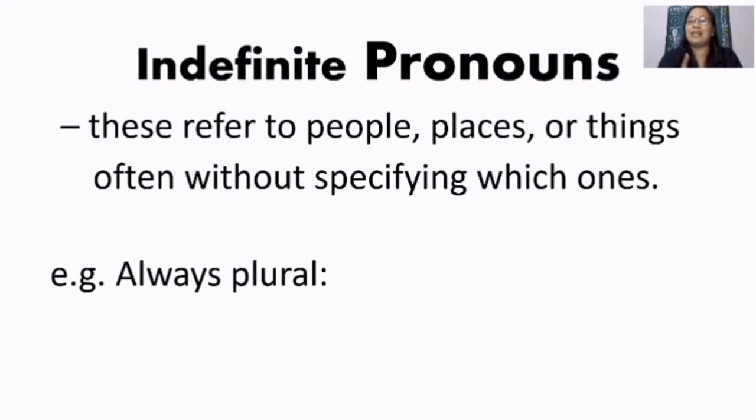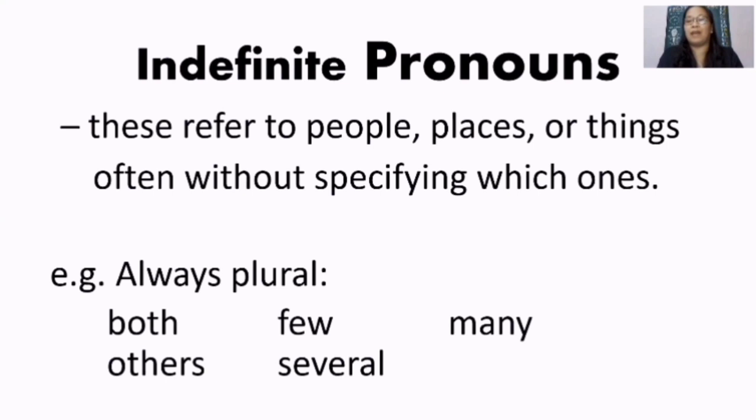Meaning, he is not pointing out to somebody specifically. Okay, so there are indefinite pronouns which are always plural. These are indefinite pronouns which are always followed with a plural verb: both, others, few, several, and many. So these five pronouns are indefinite pronouns which are always plural. Example: few are coming to the party.